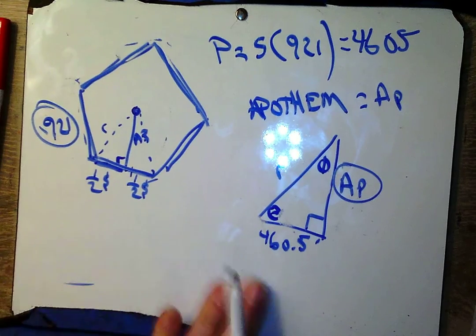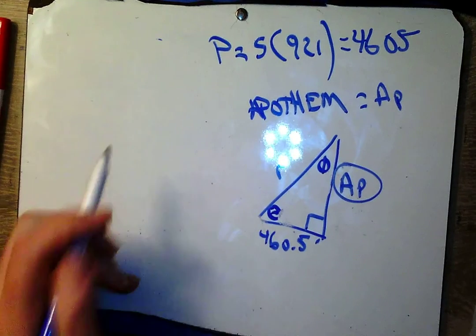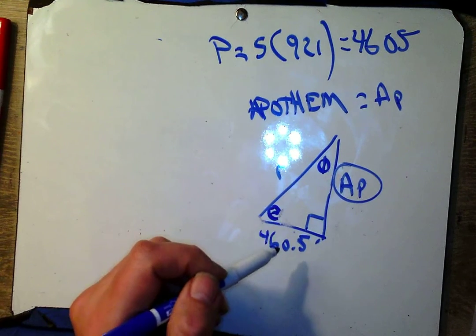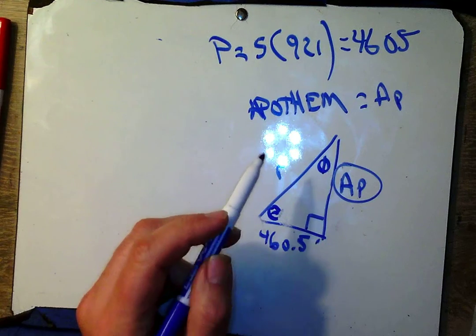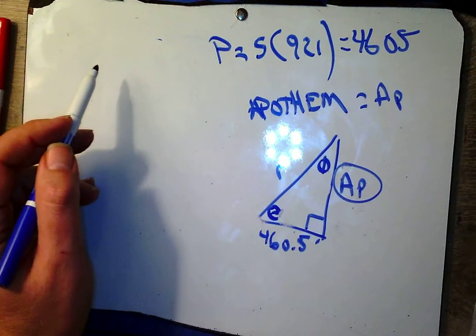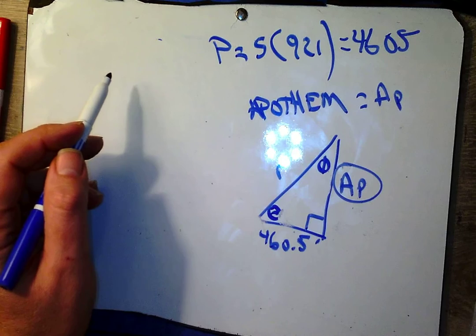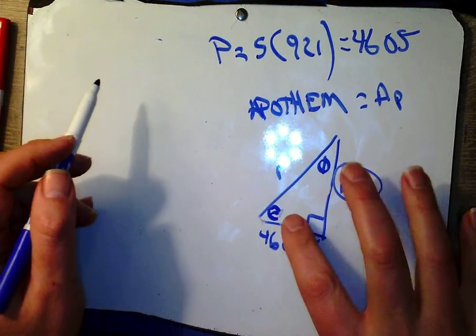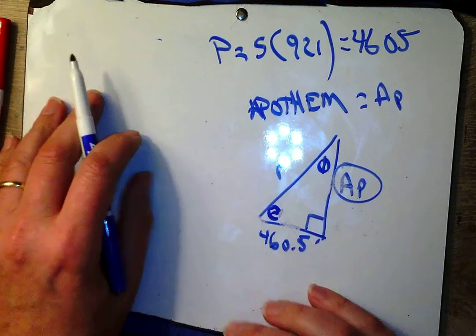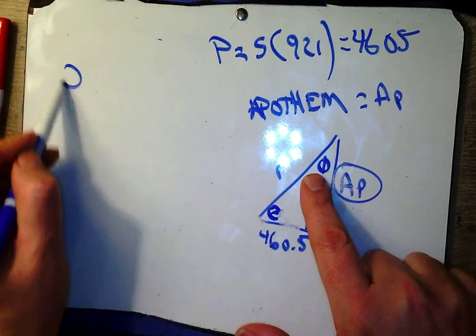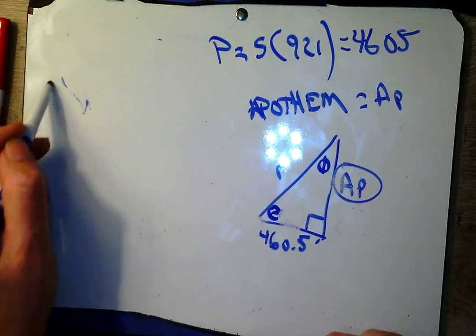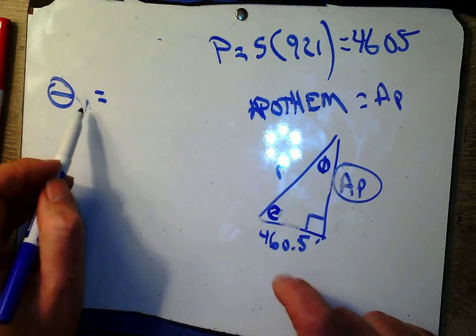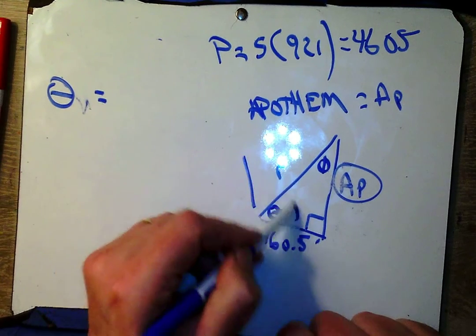So let's go back and look at what we know about the angles in regular polygons. I'm wondering if I should derive the formula for you. Yeah, no, I don't think so. But if any of you want to know the derivation of either of these, let me know. So, theta. Theta is this angle.